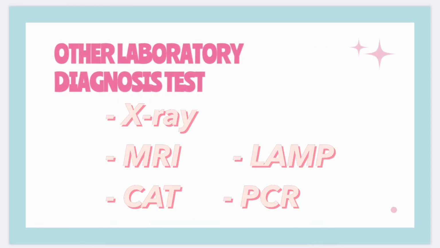Other laboratory diagnostic tests could be X-ray, MRI, also known as magnetic resonance imaging scan, and CAT, computerized axial tomography scan. These 3 tests are used to look for some parasitic diseases that may cause lesions in the organs. Current laboratory diagnostic methods for the identification of parasites include PCR, polymerase chain reaction, and LAMP, known as loop-mediated isothermal amplification.